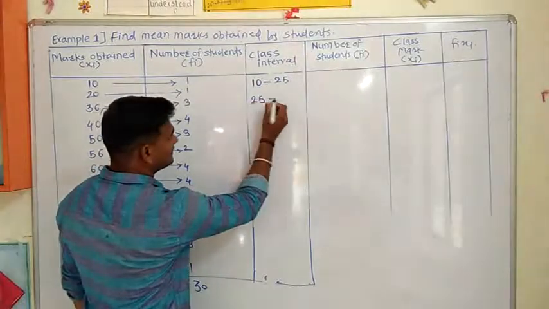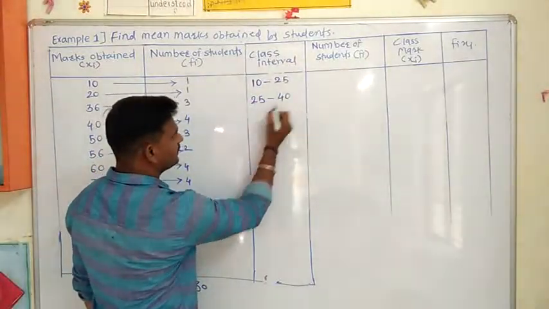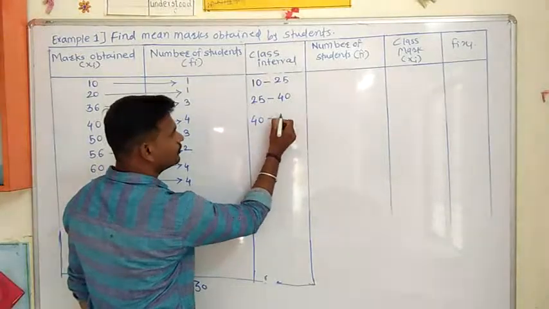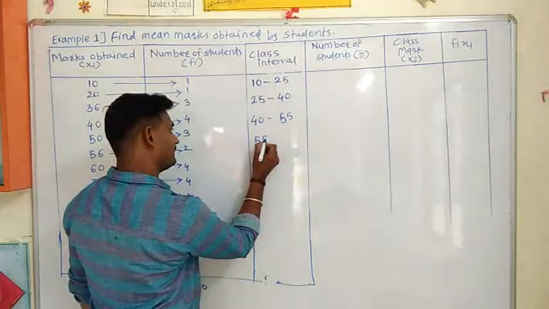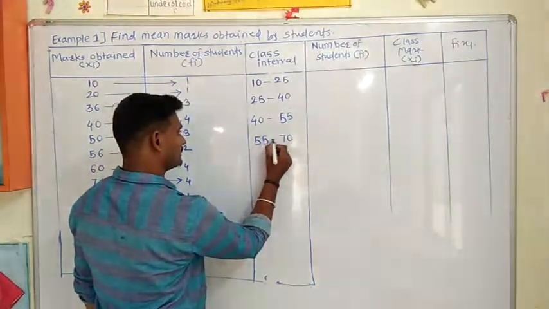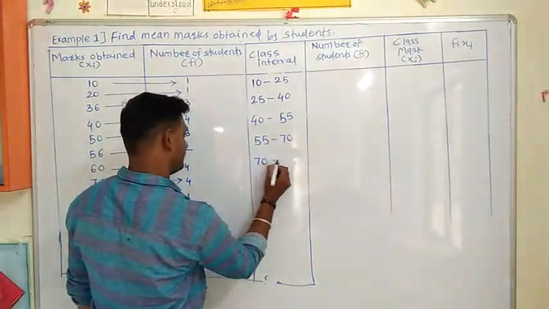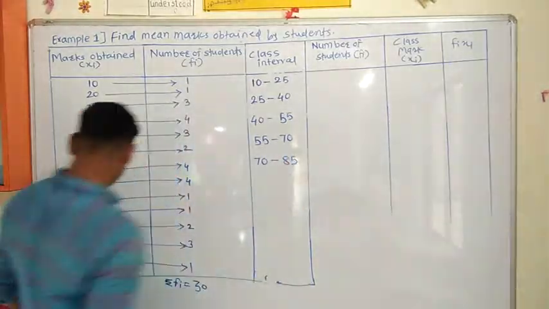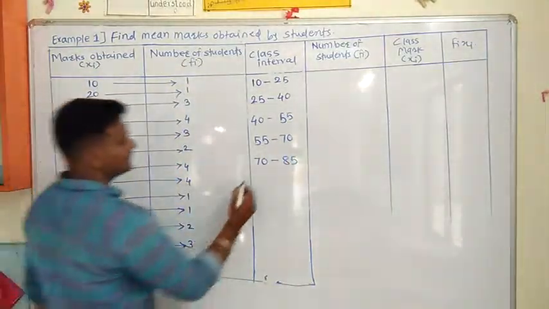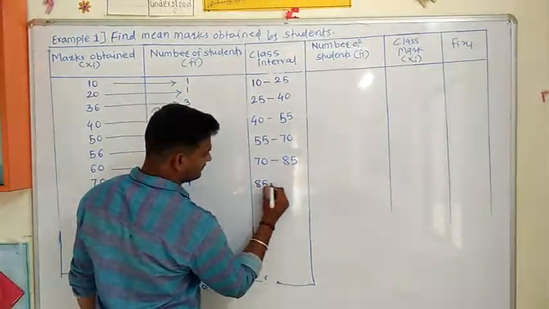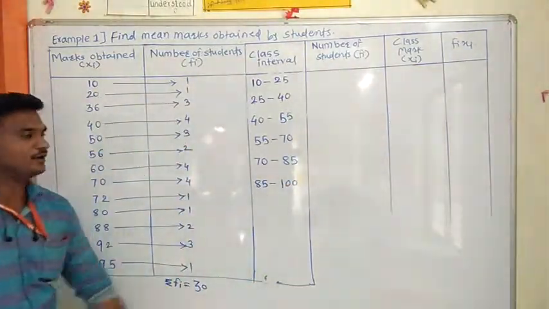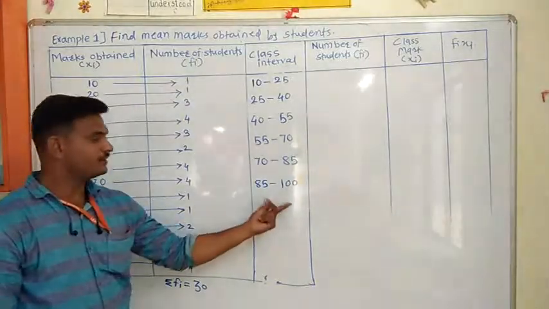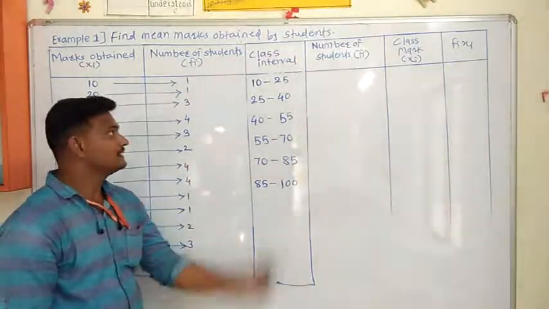Then the second class we will consider as 25 to 40. Then the third will be 40 to 55, and the fourth will be 55 to 70. Then the next will be 70 to 85. And what is the maximum marks? 95. Therefore, the last class will be 85 to 100, because 100 is the maximum mark. We have to consider this as the last class.